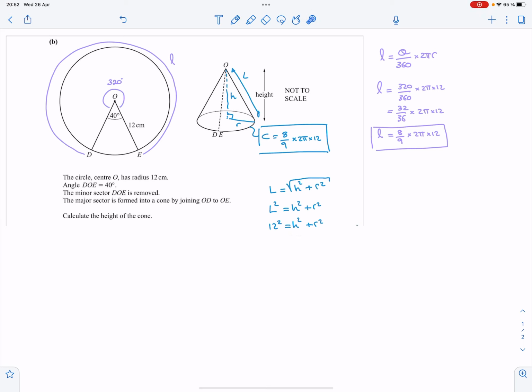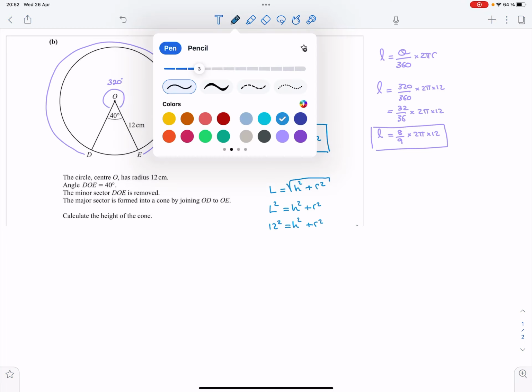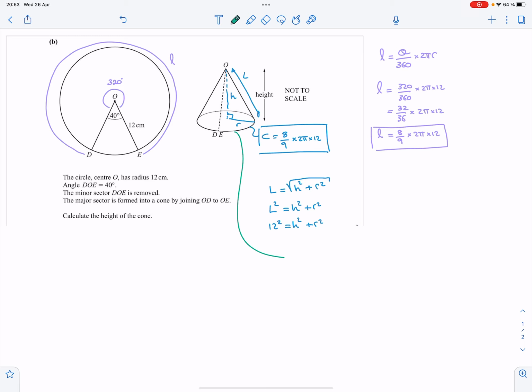But now, we're getting closer. We have an expression involving h, which is looking good, but we need to figure out what r is, okay? Until we figure out what r is, we won't be able to figure out what h is. But this is where what we found earlier on, the circumference of that base, comes in handy. Because I know that the circumference is equal to 8/9 of 2 pi times 12. That's great. I also know, though, that the circumference, c, has to be equal to 2 pi times r.